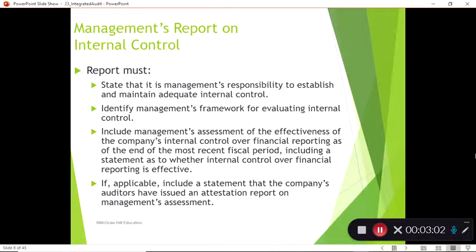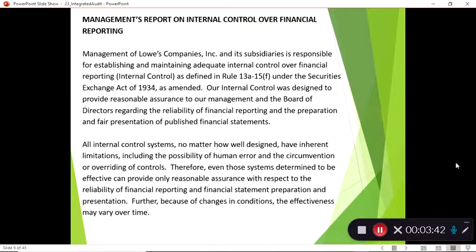And so what does this report have to cover? First, just acknowledging it's their responsibility to establish internal control, and then what's the framework they use for evaluating internal control. Almost all publicly traded firms use COSO, the COSO framework of internal control, which we've talked about before. And then it has to include ultimately their assessment, in terms of how effective they think the internal control over financial reporting is. And obviously the auditors for publicly traded companies are going to assess that as well.